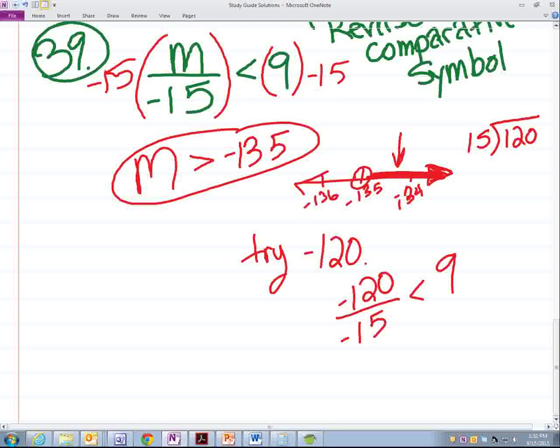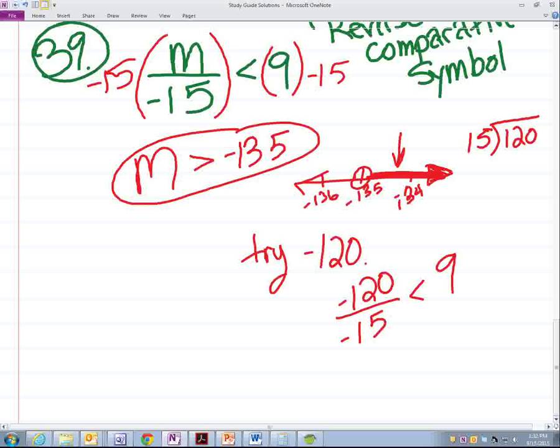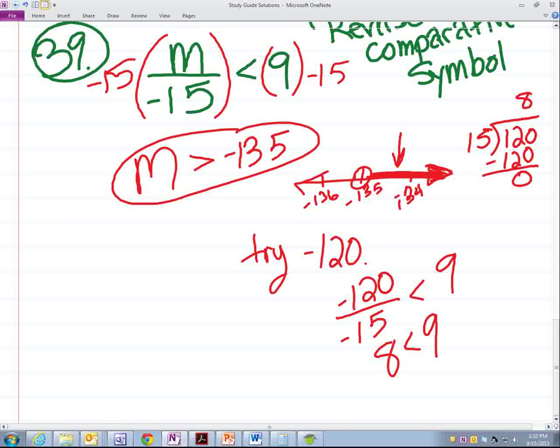It's going to be, what would that be? 15, 30 times 4, 8. Yep. 120 there. So after I just did that, do you agree that 8 is less than 9? Yeah. So it checks out. You did your line the correct way. You did your line the correct direction. Okay?